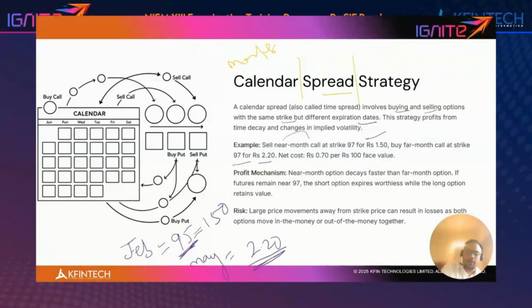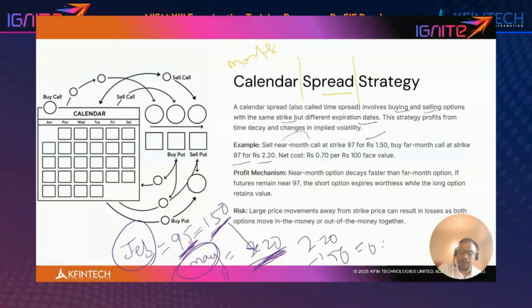So earlier I had to pay 2.20 if I wanted to buy the May option, but I don't want to spend so much right now. I would want to spend less. So I will sell a near term call and get this premium, and invest this premium over here. So the net payment that I'll have to make is 0.7.